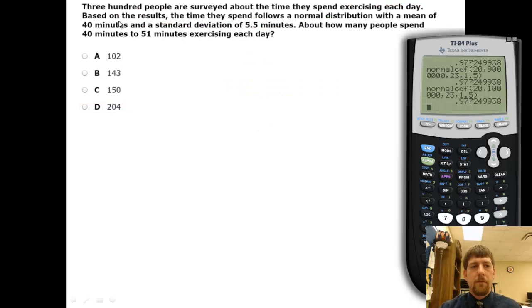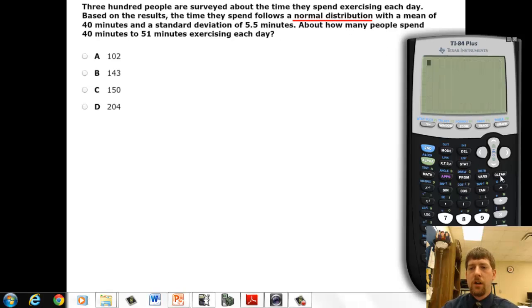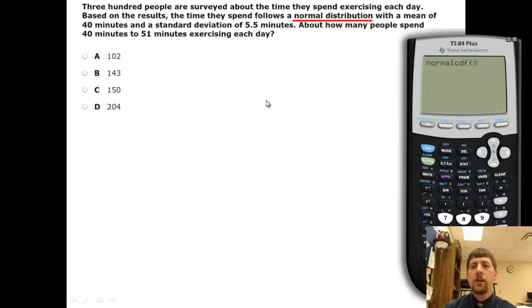Let's look at the next example. 300 people are surveyed about the time they spend exercising each day. Based on the results, the time they spend follows a normal distribution. So there it is again, normal distribution. So I'm going to go ahead and grab it. Second distribution, normal CDF. With a mean of 40 minutes and a standard deviation of 5.5 minutes. About how many people spend 40 minutes to 51 minutes exercising each day? So normal distribution tells me I need normal CDF with LUMS filled in.